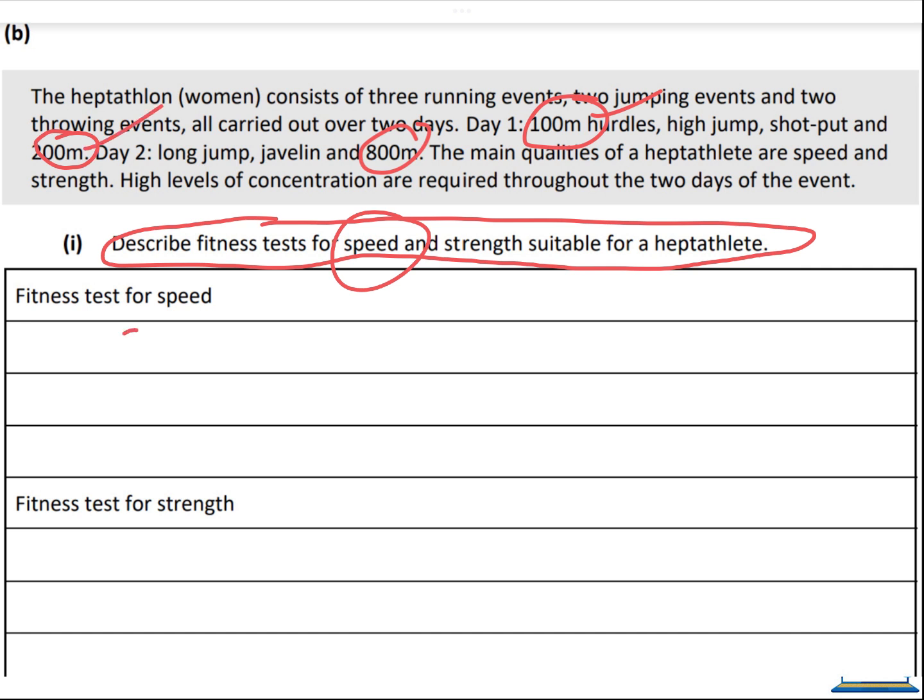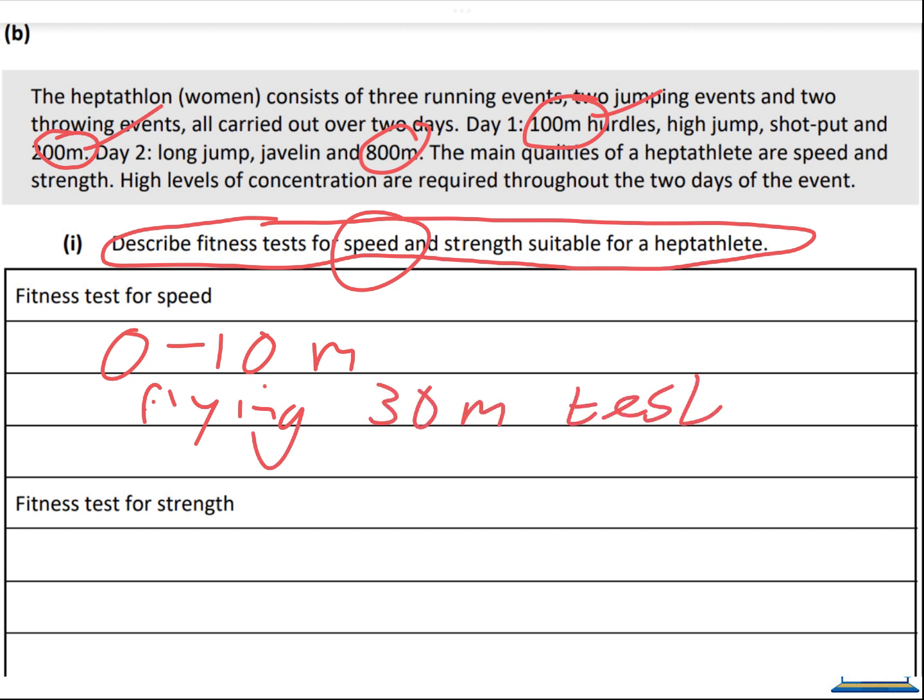So the options here are your 0 to 10 meter sprint or your flying 30 meter test. So either one, well, I will go 0 to 10 meters because that measures the acceleration and it's very relevant to the 100 meter hurdles. If you wanted to use the flying 30 meter test, well then you draw the link to the speed required in the 200 meter and the speed maintenance, so how an athlete can maintain it over a larger distance.